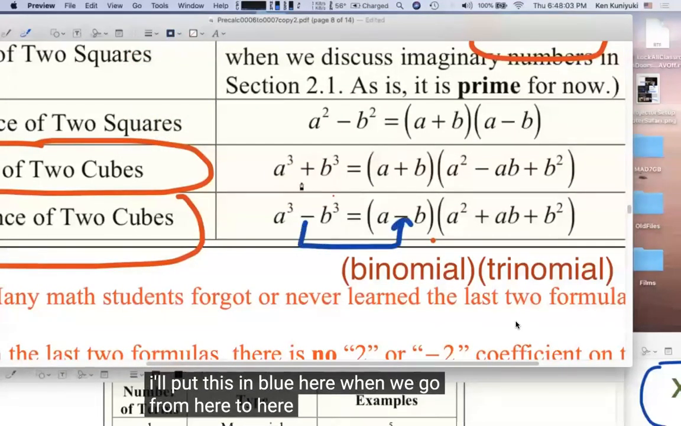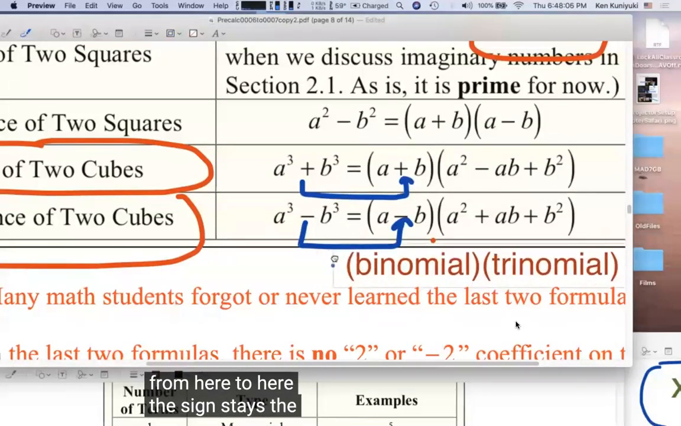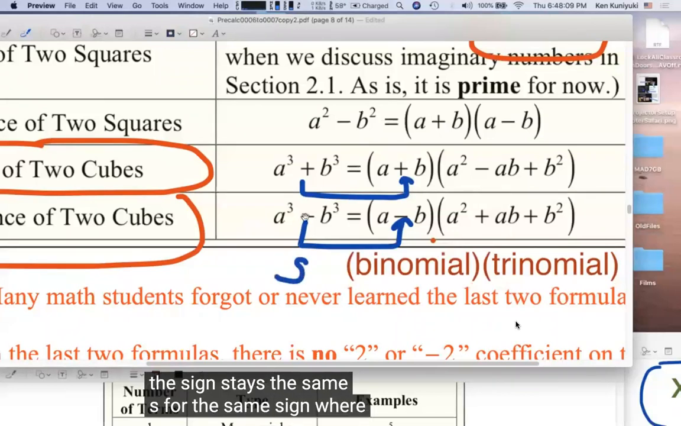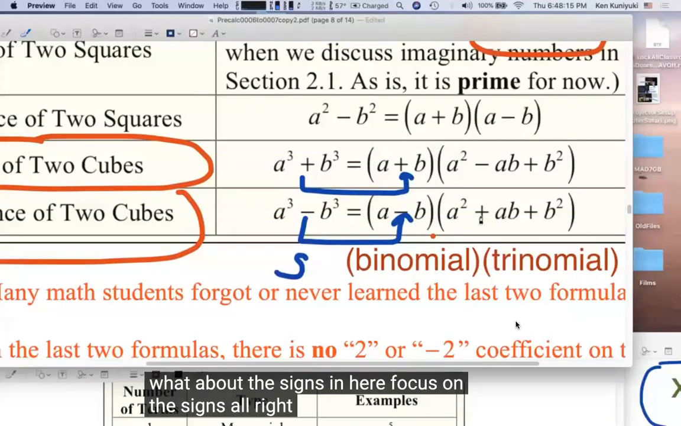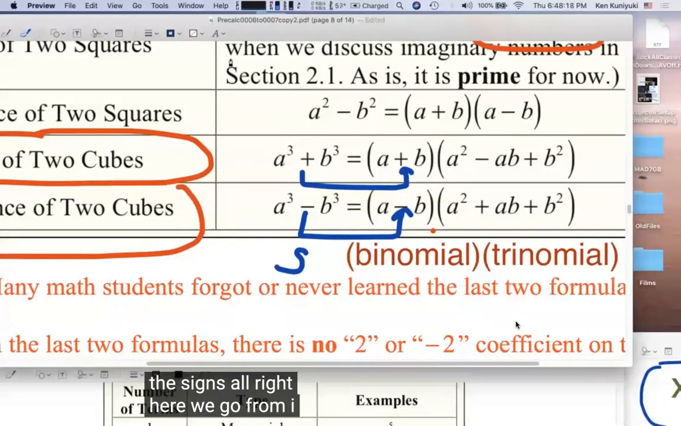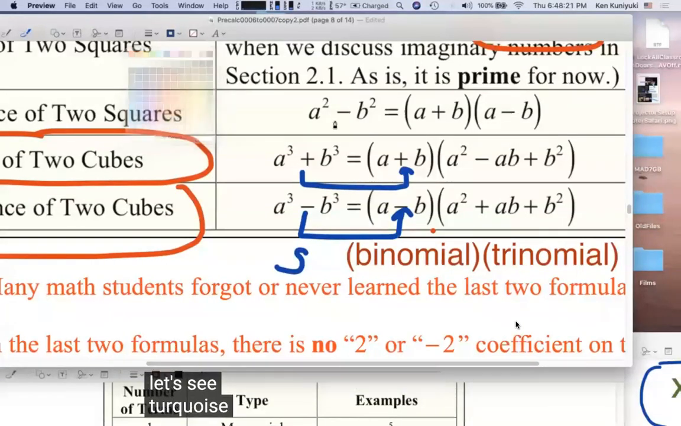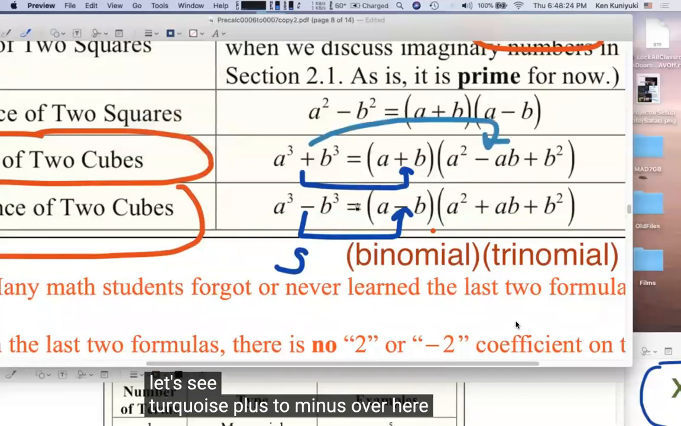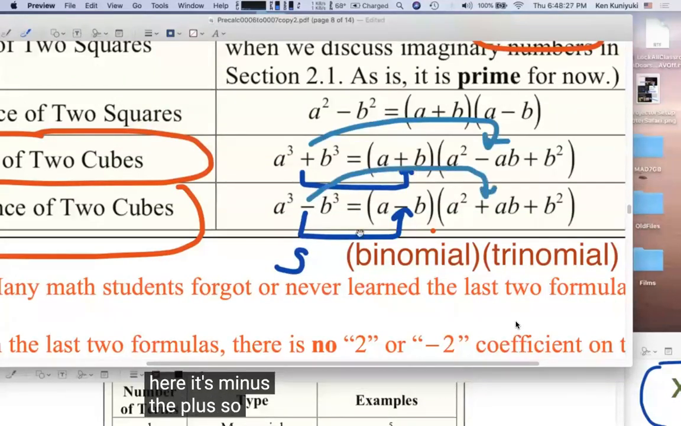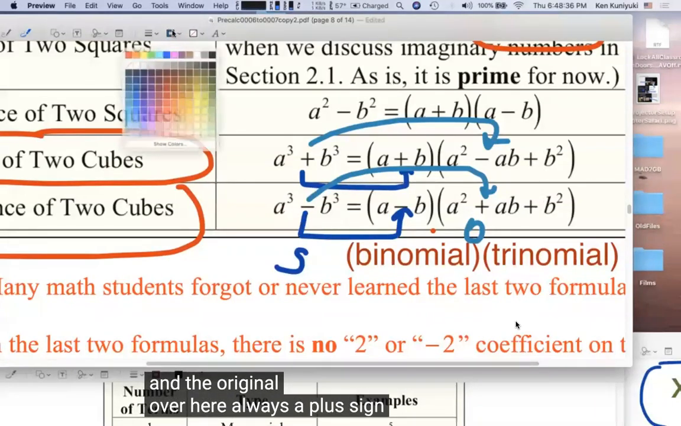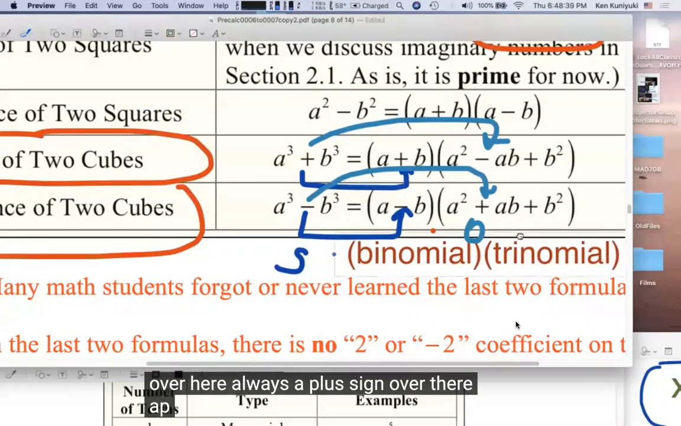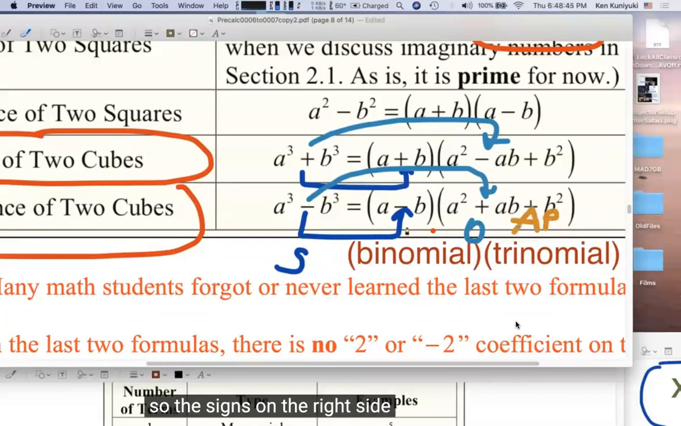Now, notice, when we go from here to here, the sign stays the same. S for the same sign. Whatever the sign is here, that's the sign there. What about the signs in here? Focus on the signs. Here we go from plus to minus; over here it's minus to plus. So for this sign over here, it's the opposite of what we got for both the binomial and the original. Over here, always a plus sign. AP, always plus. So the signs on the right side go SOAP.